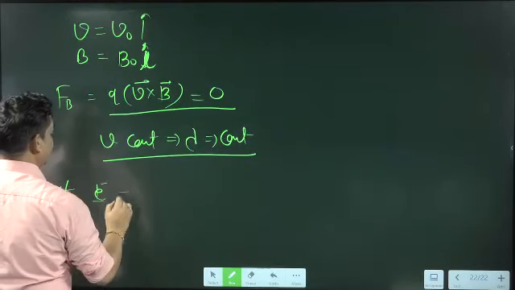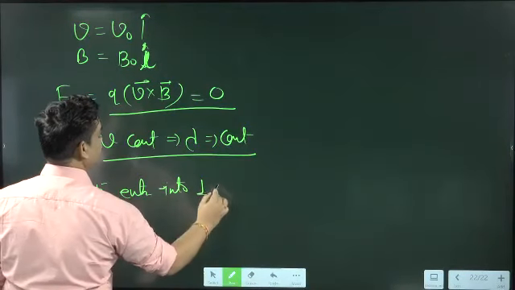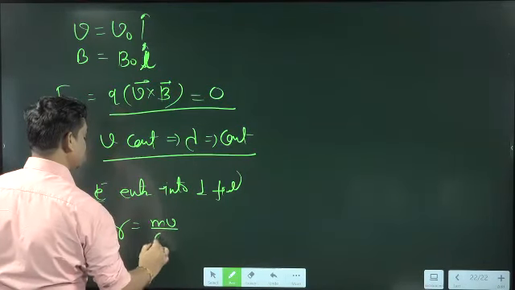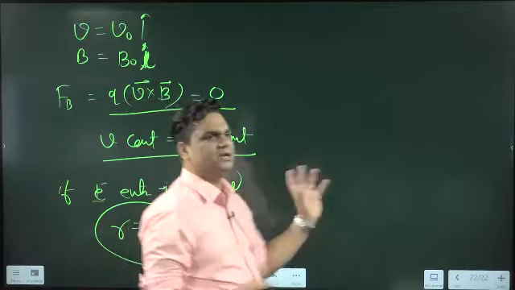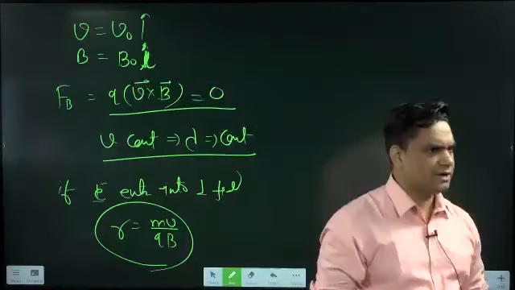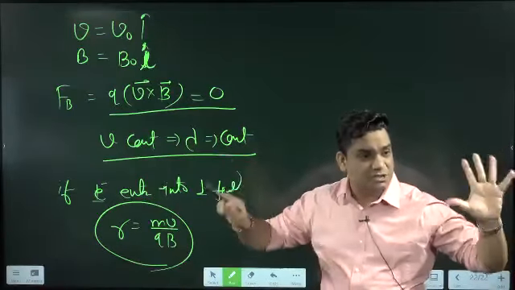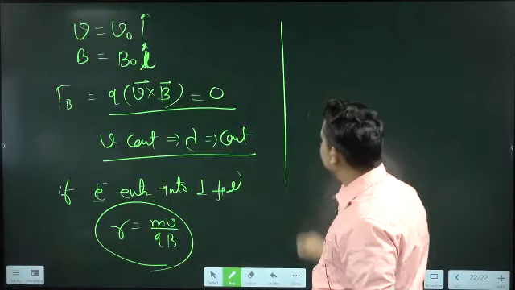If an electron enters a perpendicular field, then we get R equal to MV by QB, okay? Generally this is not asked, so I'm not giving it much importance. A theoretical question is asked from this. Still, lambda will remain the same. Lambda will change only in the case of an electric field. Now we'll take the electric field.